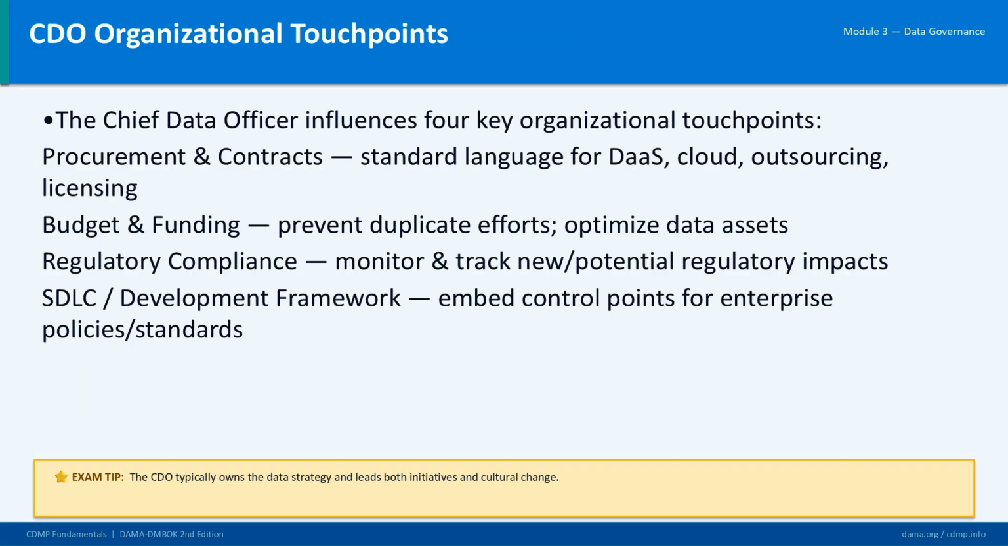The Chief Data Officer extends governance's influence through 4 key organizational touchpoints. First, procurement and contracts, establishing standard contract language for data as a service, cloud, outsourcing, and content licensing. Second, budget and funding, preventing duplicate efforts and optimizing the data assets the organization has already acquired. Third, regulatory compliance, monitoring and tracking new and potential regulatory impacts.